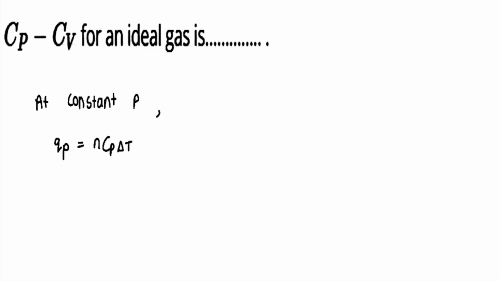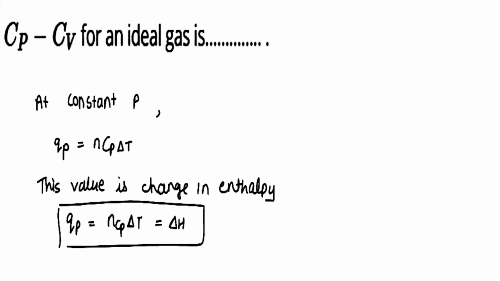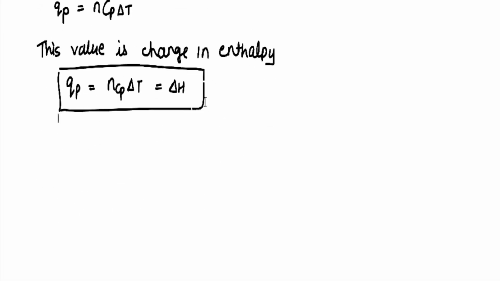Also this value is equal to the change in enthalpy. So you can say that Qp is equal to n Cp delta T, which is nothing but delta H. So this is the first equation, that is Qp is equal to n Cp delta T is equal to delta H. Now this is at constant pressure. So now next is at constant volume.